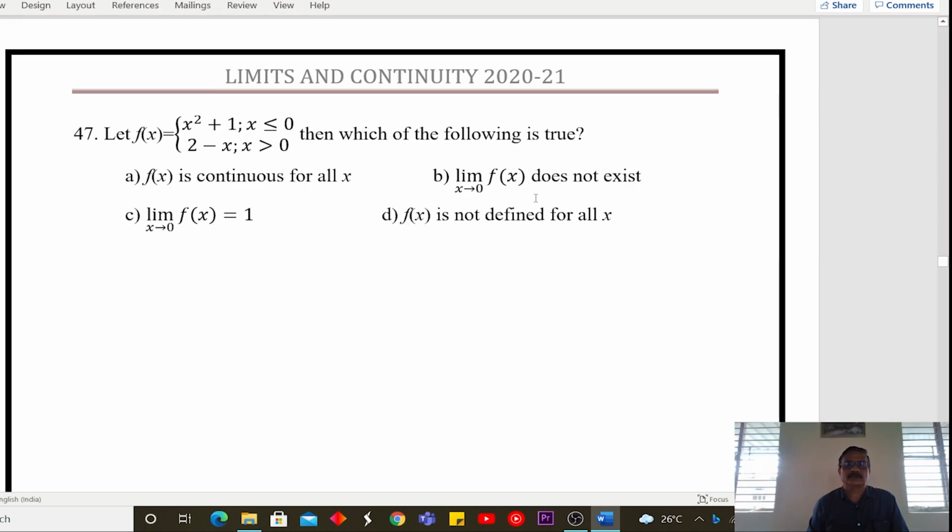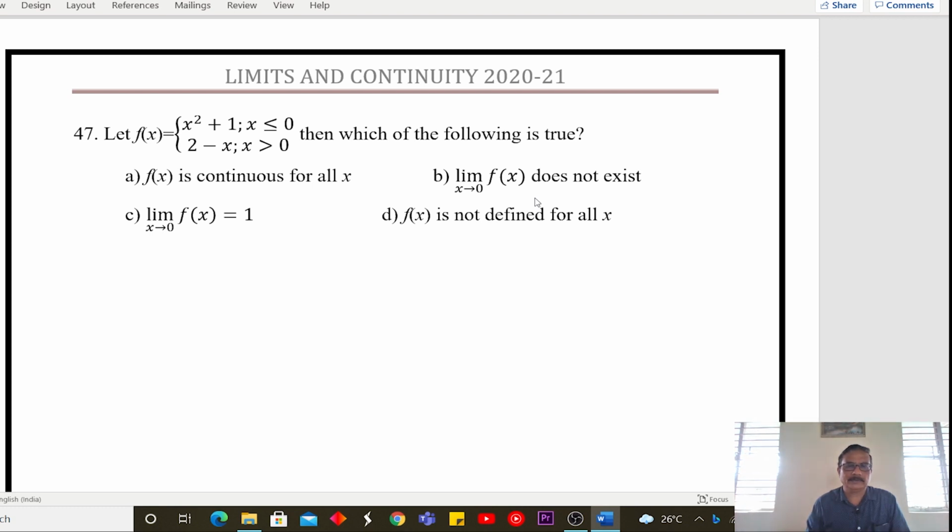Next, question number 47. If f of x is equal to x square plus 1 if x is less than or equal to 0, and 2 minus x if x is more than 0, then which of the following is true? Option A, it is continuous for all x. Option B, the limit of f of x as x tends to 0 does not exist. Option C, the limit of f of x as x tends to 0 is 1. And option D, f of x is not defined for all x. Now first we find the LHL and RHL.